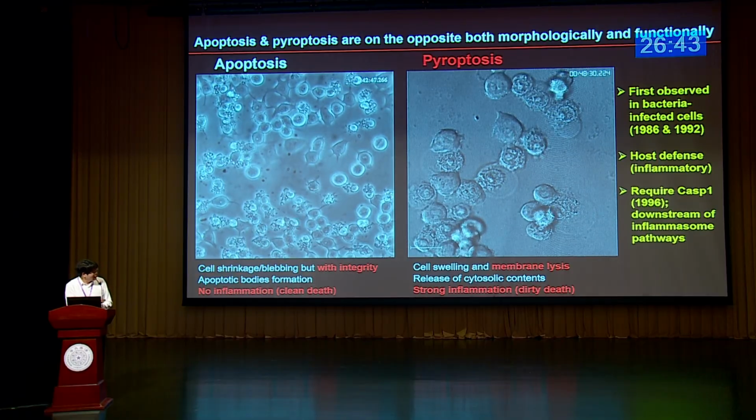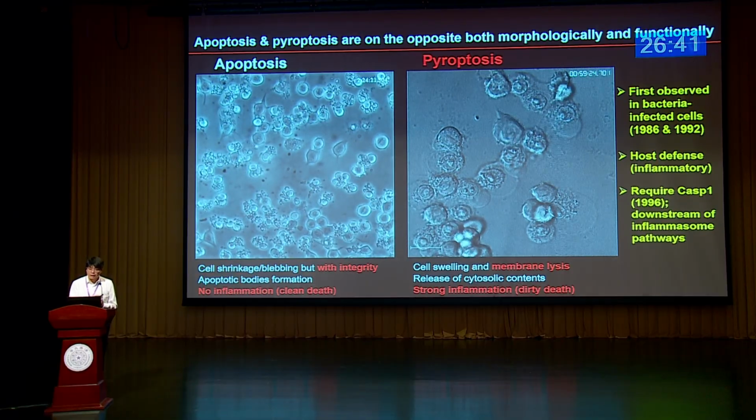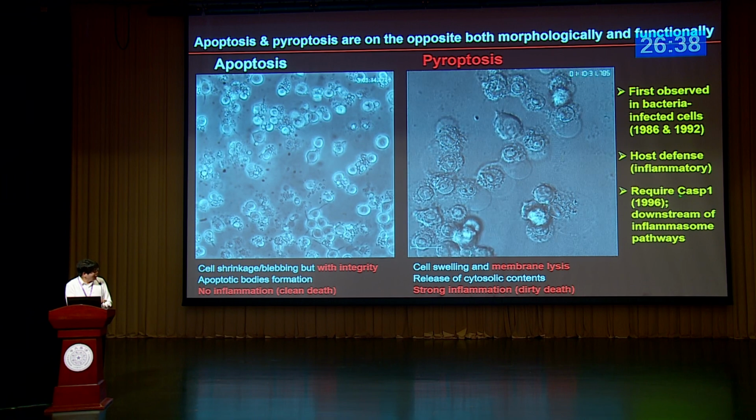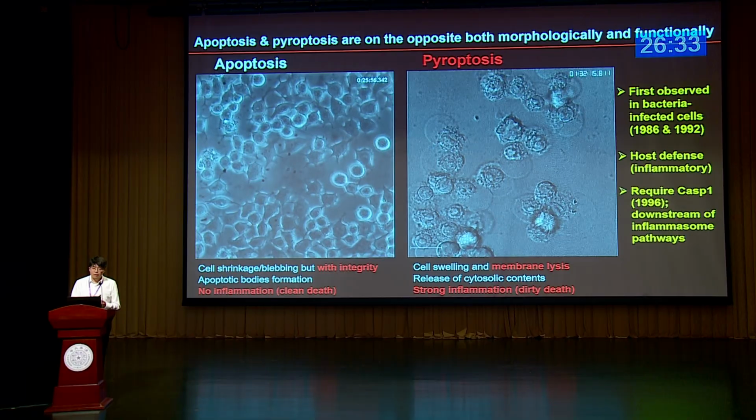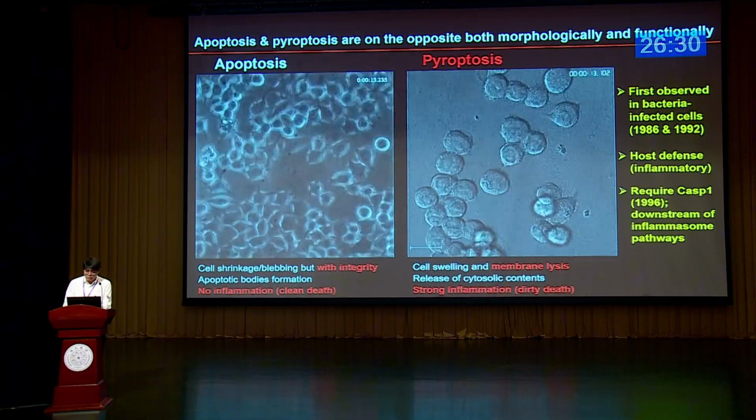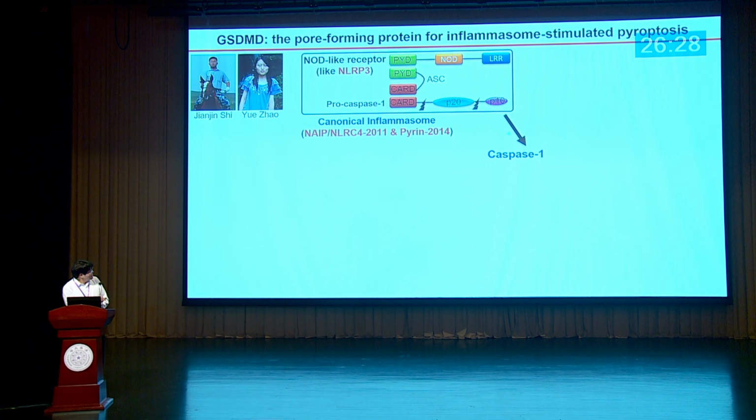In 1996, Arturo Zychlinsky, working on Shigella flexneri, discovered that caspase-1 is absolutely required for pyroptotic cell death induced by Shigella infection. So what is caspase-1? Caspase-1 is downstream of the so-called inflammasome pathway. Inflammasomes are key innate immune mechanisms. They are cytoplasmic multi-subunit complexes, and within the complex, we have NOD-like receptors to recognize bacterial infection as well as other immunological stimuli.